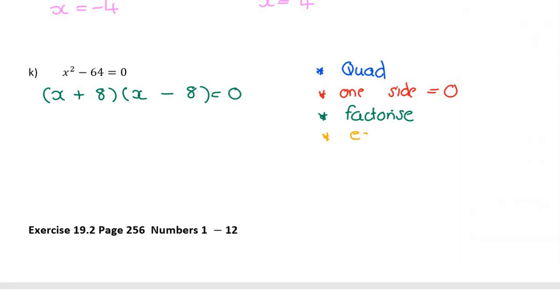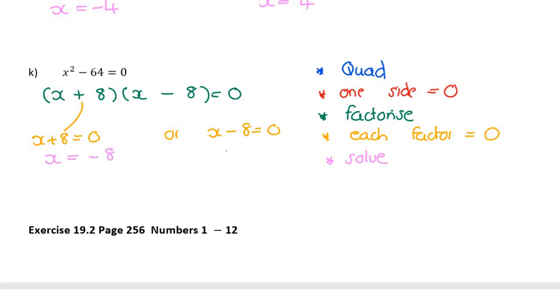Next step, each factor could equal 0, and then this would work. So there's going to be two answers, because either x plus 8 will have to equal 0, or x minus 8 will have to equal 0. So now I solve these two little equations, and if I subtract 8 from both sides in the first one, I get negative 8, and if I add 8 to both sides, I'll get 8. Now that's pretty much the end of our basic quadratic equations. This is a very, very important topic, so if you need to go back and push pause and really think about it, that's great. In the following lesson, we're going to do that exercise.